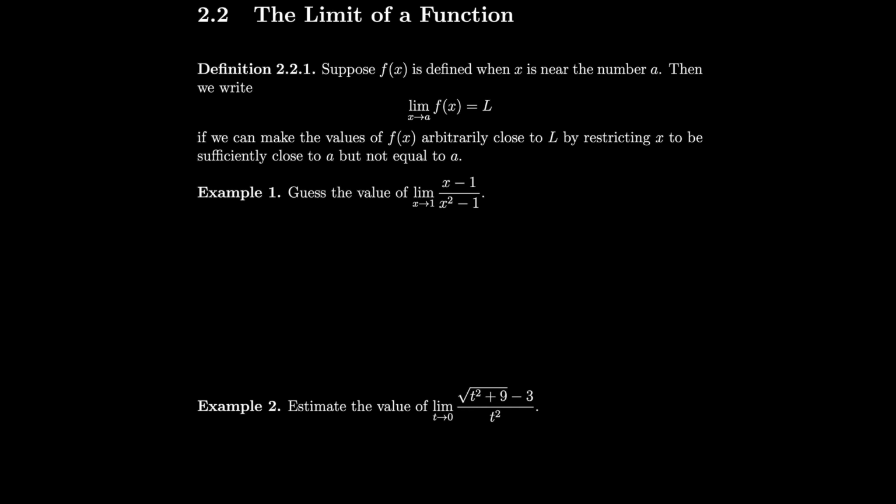Section 2.2, the limit of a function. Suppose f of x is defined when x is near the number a. Then we write the limit as x approaches a of f of x equals L if we can make the values of f of x arbitrarily close to L by restricting x to be sufficiently close to a but not equal to a. So this is a more formal definition for what we were doing in the previous section.